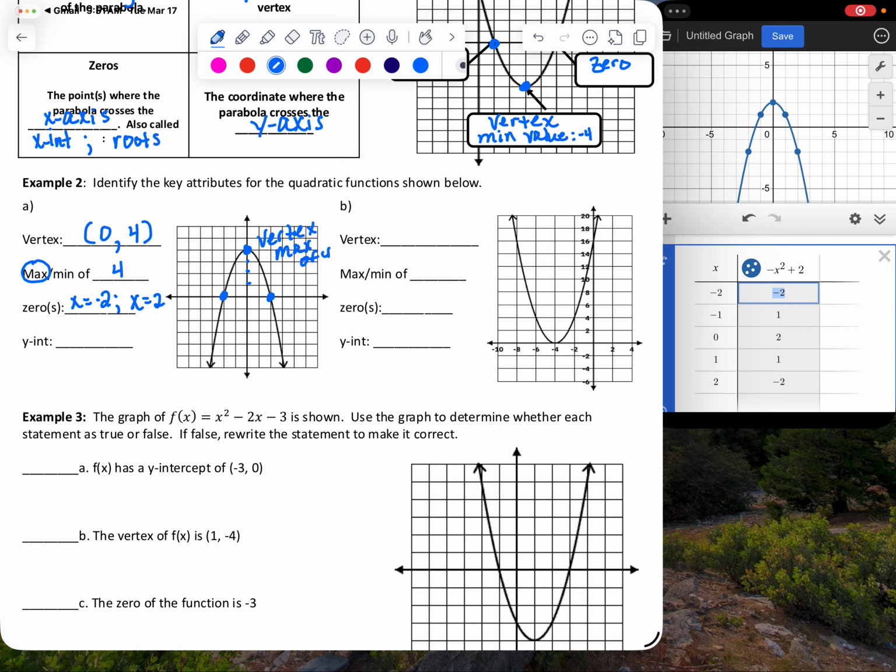And now in this function, something kind of unique happens here because the y-intercept, where it touches the y-axis, also happens to be the vertex. So the y-intercept is 0, 4. So I'm going to label that over here. Now that will not always happen. They will not always be the same ordered pair. But in this particular case, the y-intercept also happened to be the vertex and the maximum of the function. All right. Let's look at our next graph.